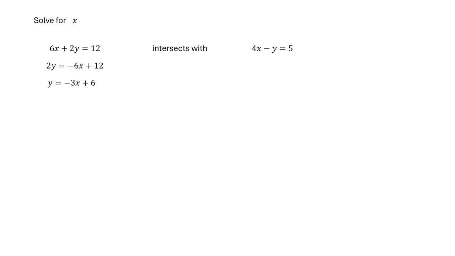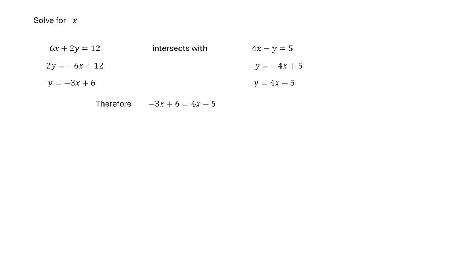This is now in slope y-intercept form. Looking at the other one, 4x minus y equals 5 gives us negative y equals negative 4x plus 5, further simplifying to y equals 4x minus 5. The right-hand sides of these equations both equal y. Therefore, once again, we can say that they are equal to one another.